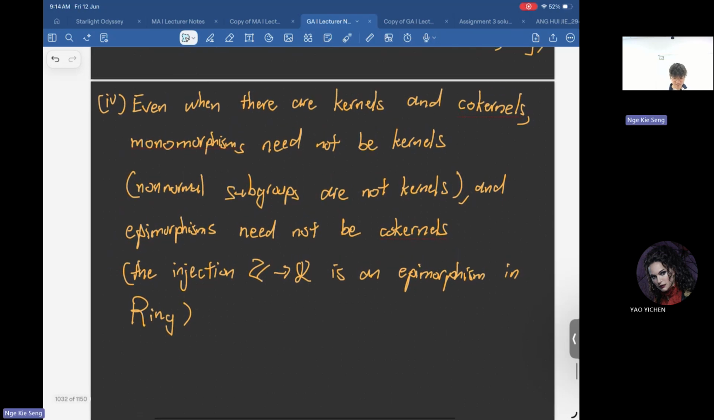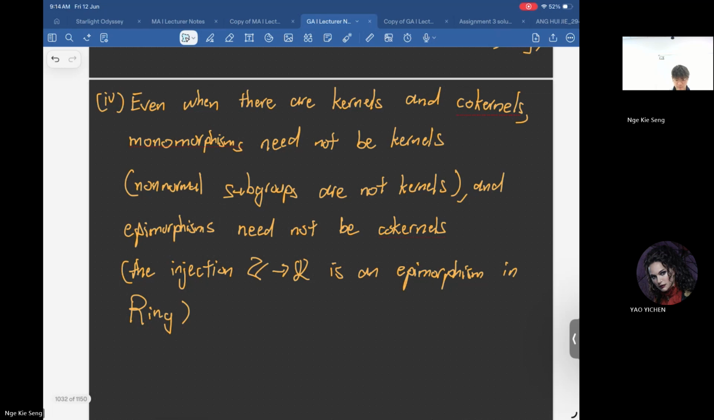Anything to comment here? Non-normal subgroups are not kernels, because sometimes your monomorphism gives you a non-normal subgroup, right? Then they are not kernels. And an epimorphism need not be a co-kernel, meaning this injection is not a co-kernel.